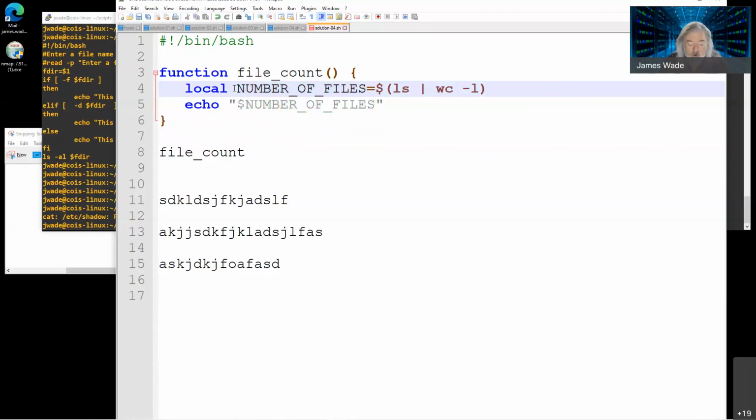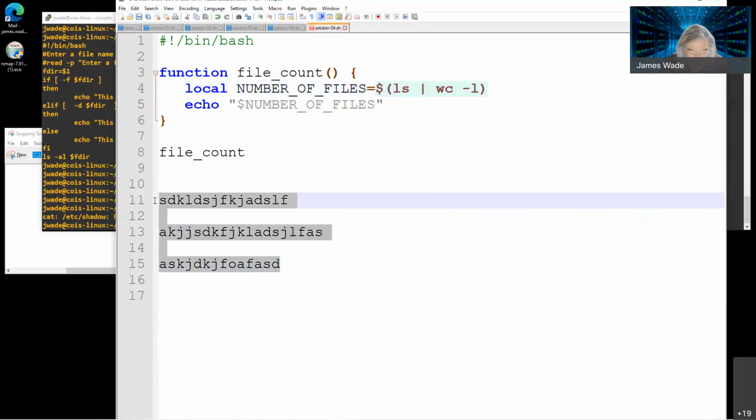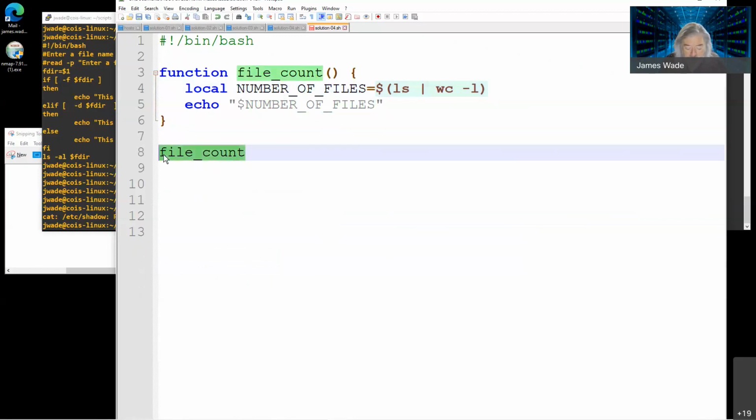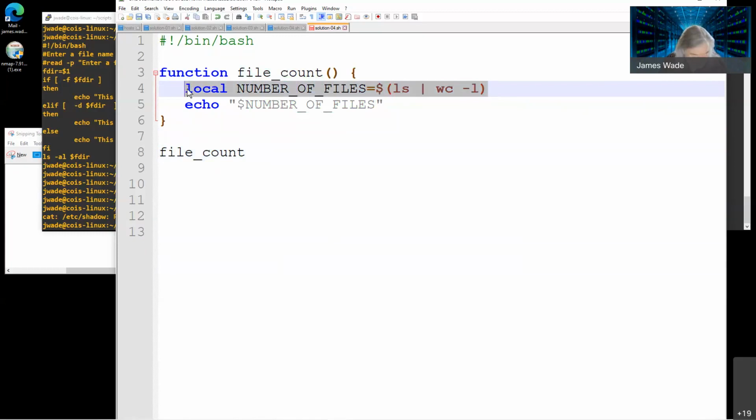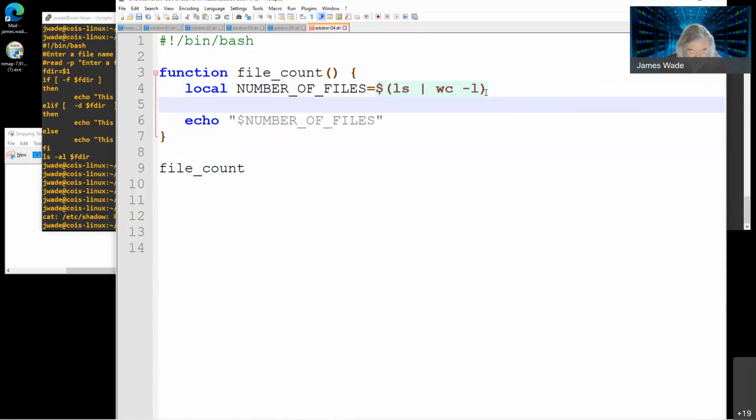So what are we doing here? Well, we are calling a function called file count. That means the code is going to jump up here to the function, and it's going to set number of files, which is a variable, equals ls pipe wc minus l. And I showed you this command. There's another way to do it. We could have done it this way, local. This is the way I normally do it.